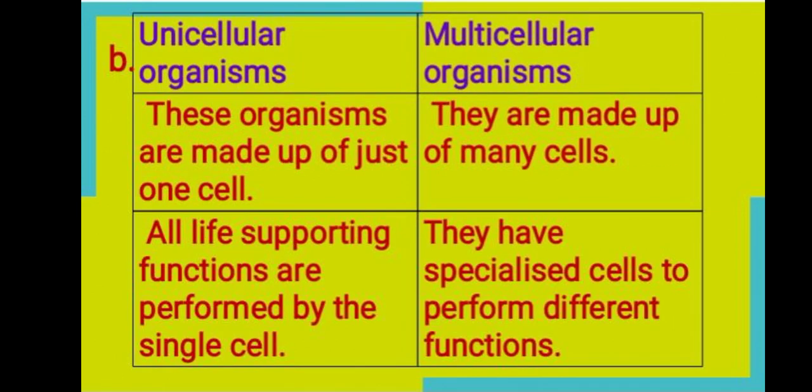Let's see the difference between unicellular organisms and multicellular organisms. Children, unicellular organisms are made up of just one cell, whereas multicellular organisms are made up of many cells. All life supporting functions are performed by the single cell in case of unicellular organisms, whereas in multicellular organisms, specialized cells are present to perform specific functions.